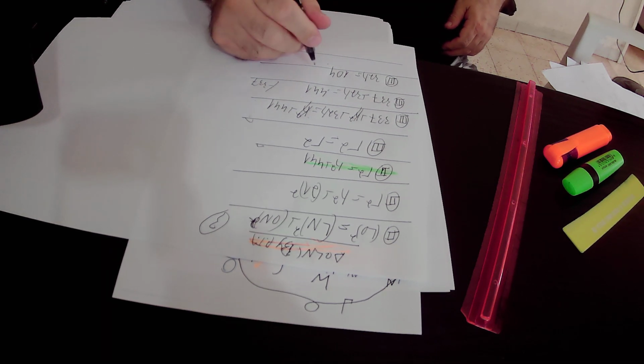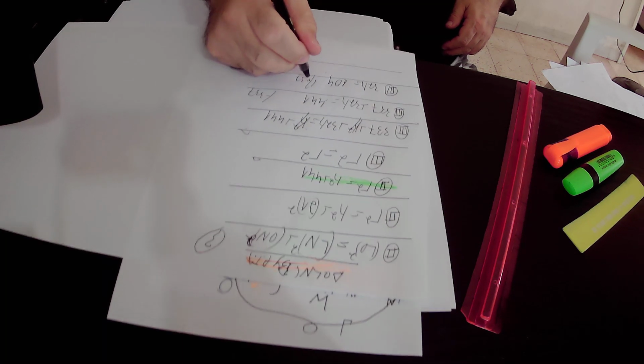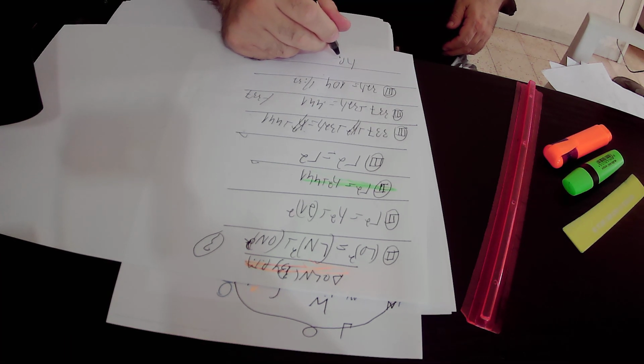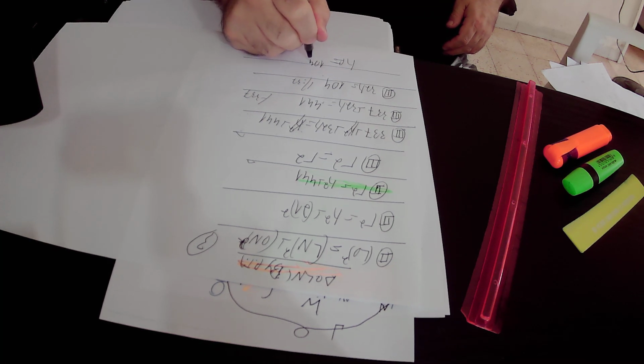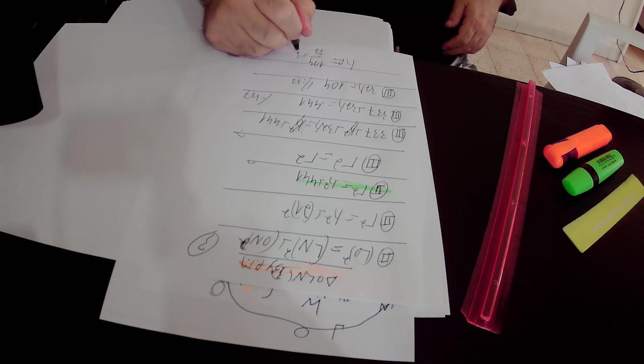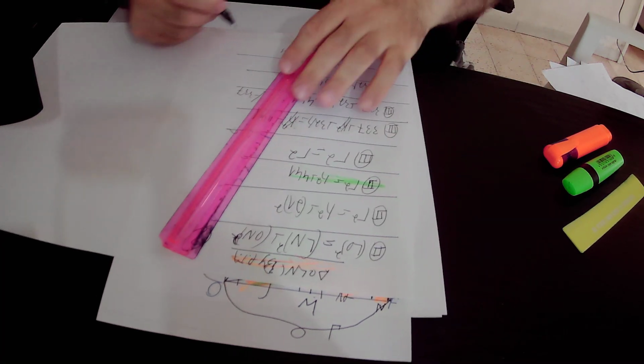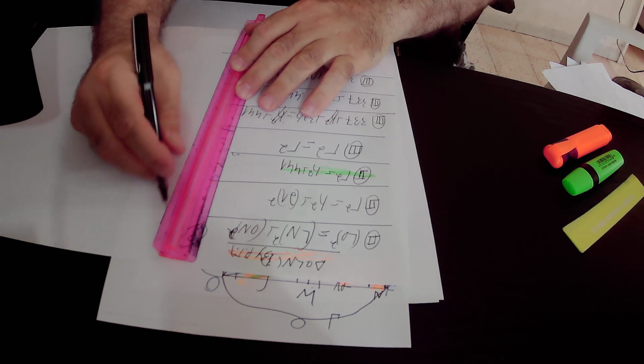Here we divide this equation, equation number 3, by 32, and we get that H equals 104 over 32. 104 over 32 is 3.25 units. So we found out that H equals 3.25 units.